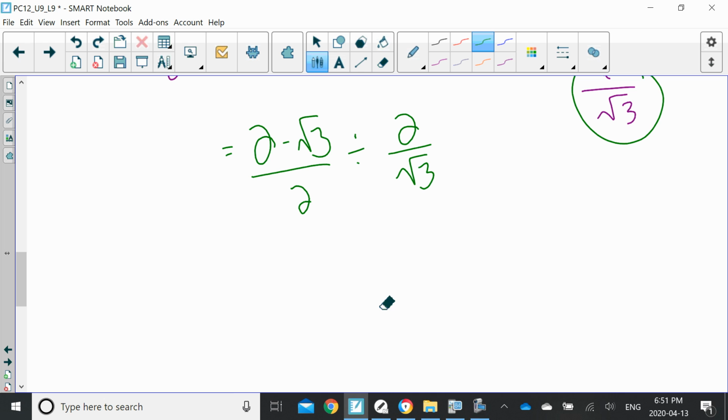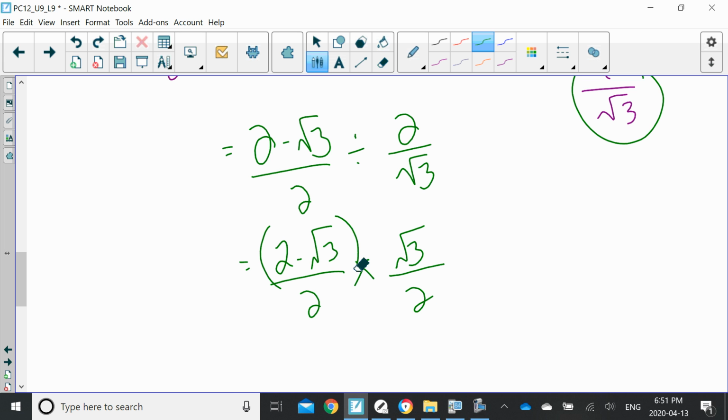From here, I'm going to multiply the first fraction by the reciprocal of the second. So 2 minus root 3 over 2 times root 3 over 2. I'm going to put that binomial in a bracket. Because I've got two fractions being multiplied, my denominator is 2 times 2, so a denominator of 4. And then it's root 3 times this binomial.